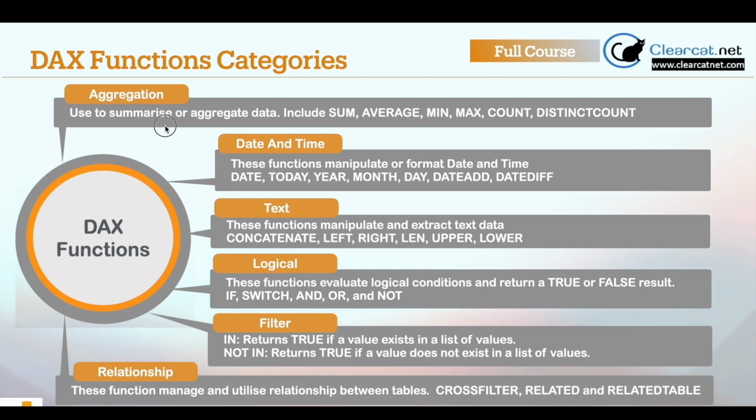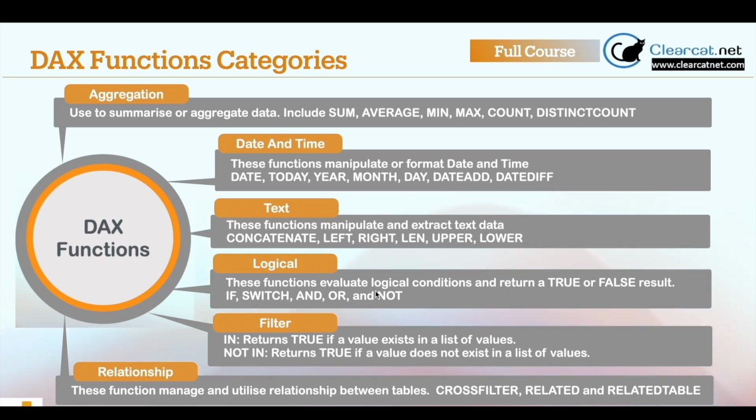Aggregation is used to summarize and aggregate data, and includes sum, average, min, max, count kind of things. Date and time functions manipulate things like the formatting of a date, calculating the year from a date, getting the date, finding out the quarters. Text functions include concatenation, left, right, length, upper and lower kind of functions which we can use.